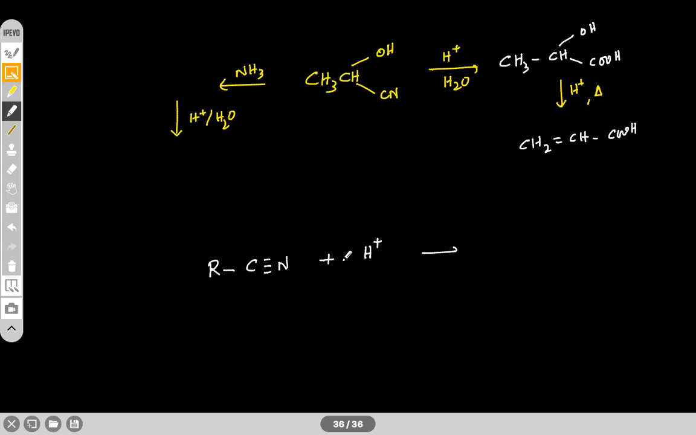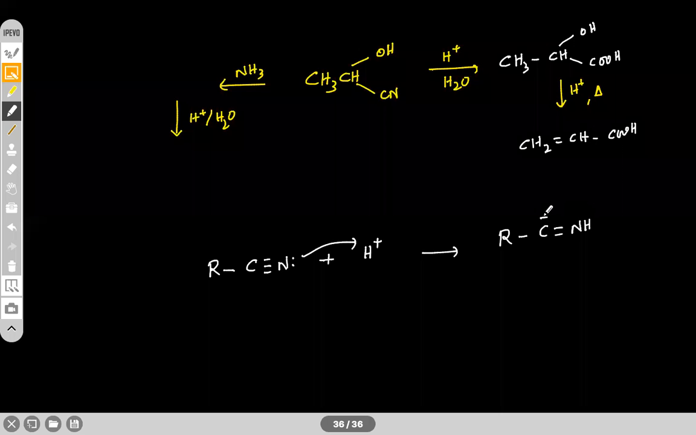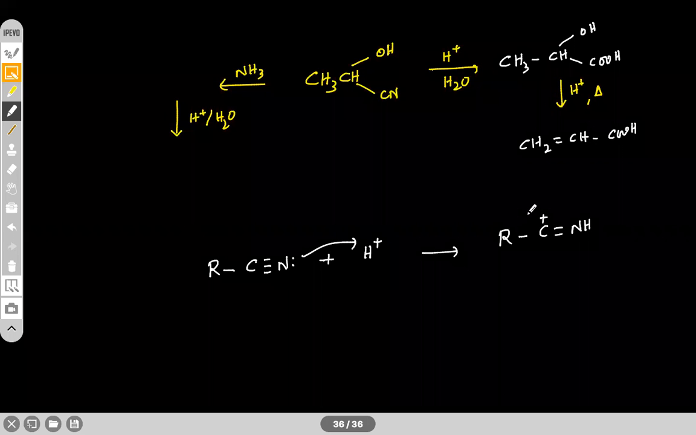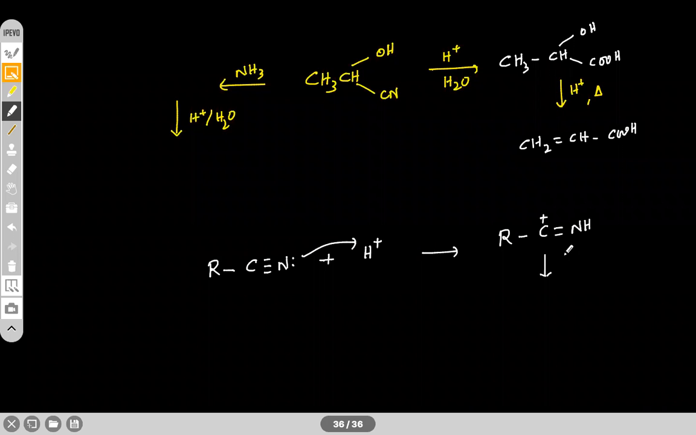So with H plus, what happens? This nitrogen gets protonated. We get RC double bond NH with a positive charge. This pi electron shift here. Then this water behaves as a nucleophile and attacks the carbon. We get RC double bond NH, OH, and H plus goes out.